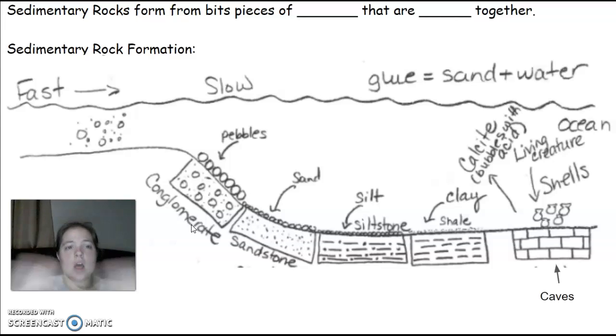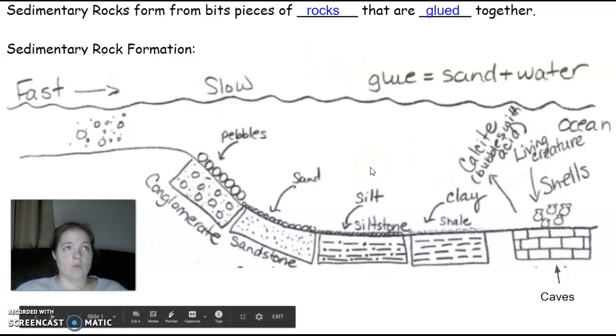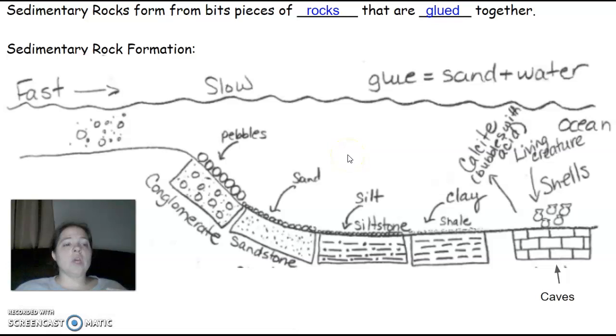Sedimentary rocks. They form from bits and pieces of rocks that are glued together. Not always rocks, but typically rocks. So this is some forms of sedimentary rocks, and we're looking at where a river flows out into a lake, the ocean, some big body of water. I'm not sure where they are, but I'm sure in Onondaga Lake they have something similar to this.